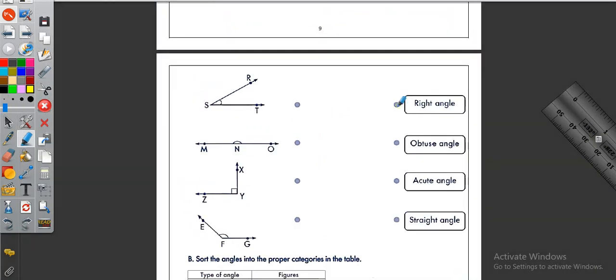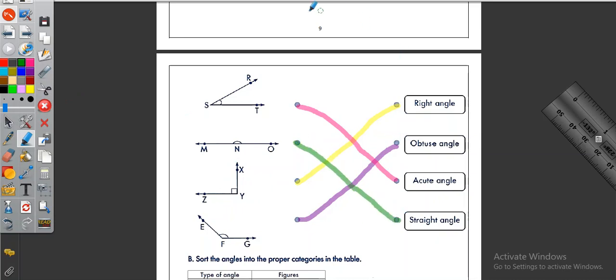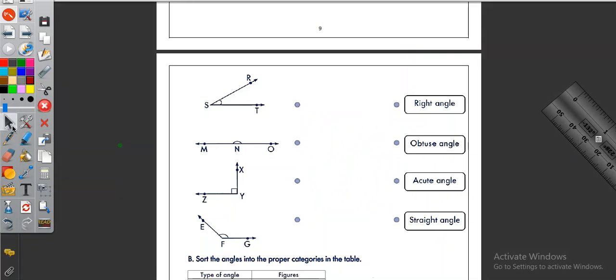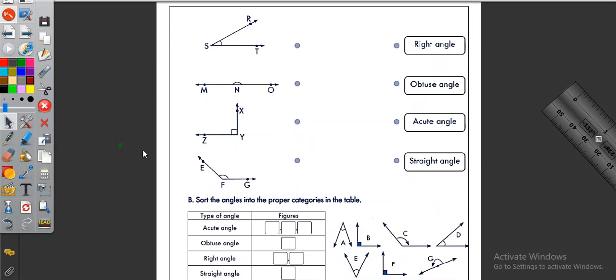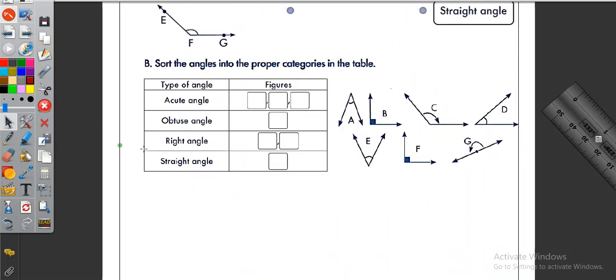Okay, the right angle. Yes, here it is. Okay, where's the obtuse angle? Yes, here we go. Where's the acute angle? Amazing. Okay, where's the straight angle? Great job, here it is. Okay, now let's go now to the next page. The next question, still on the same page. Okay, here we go.